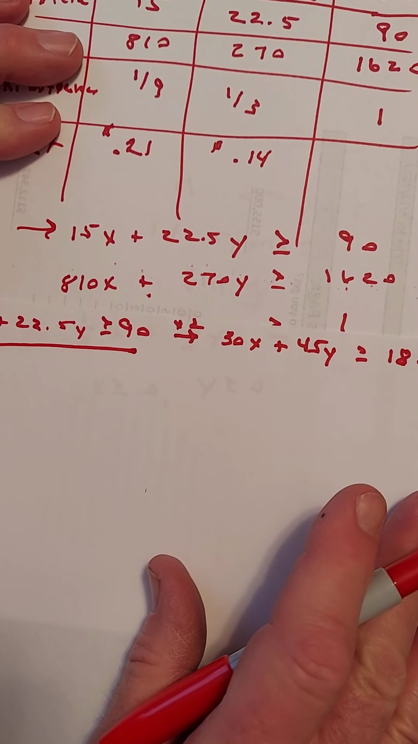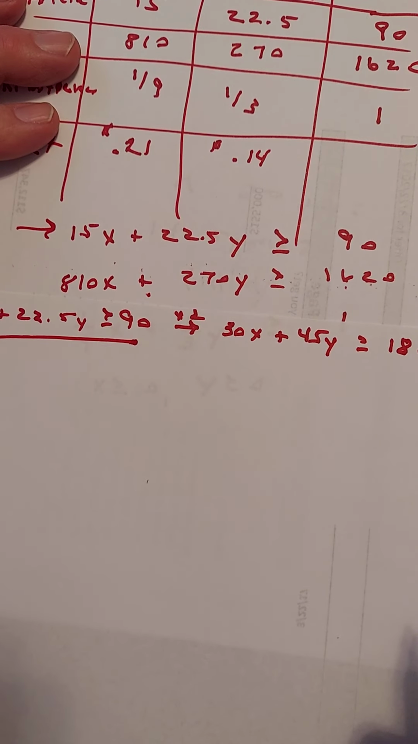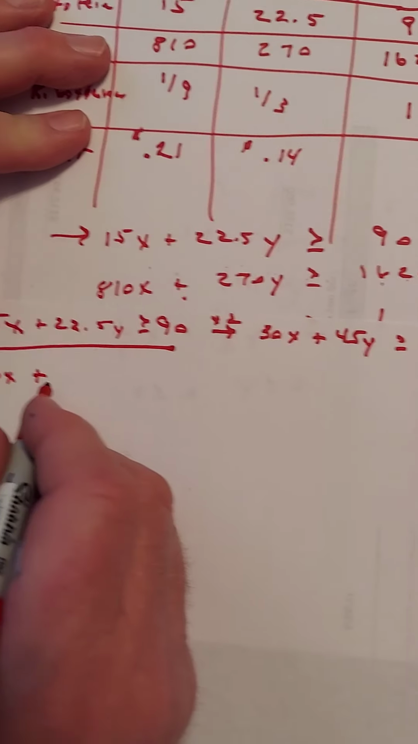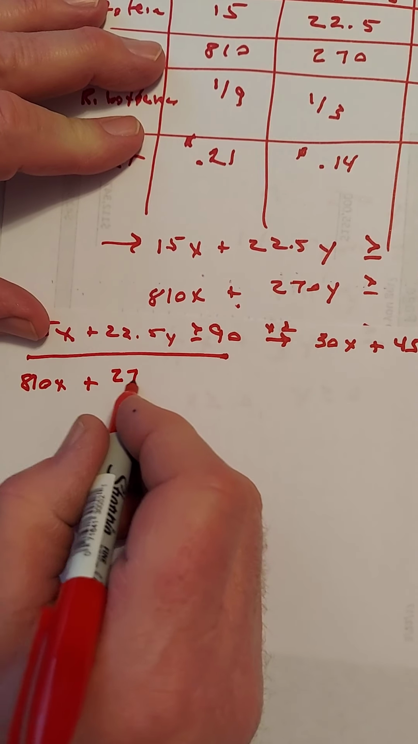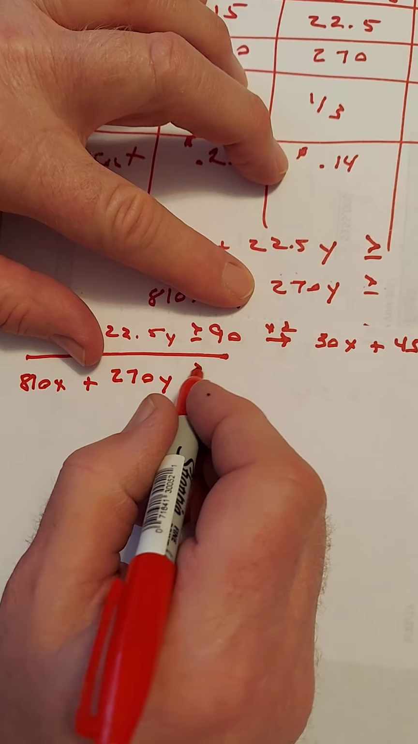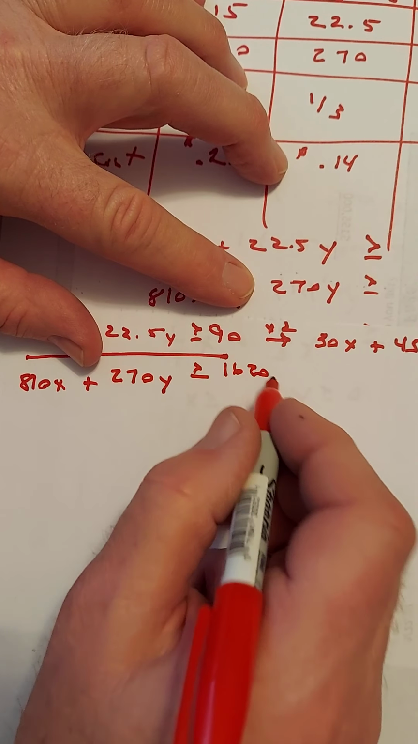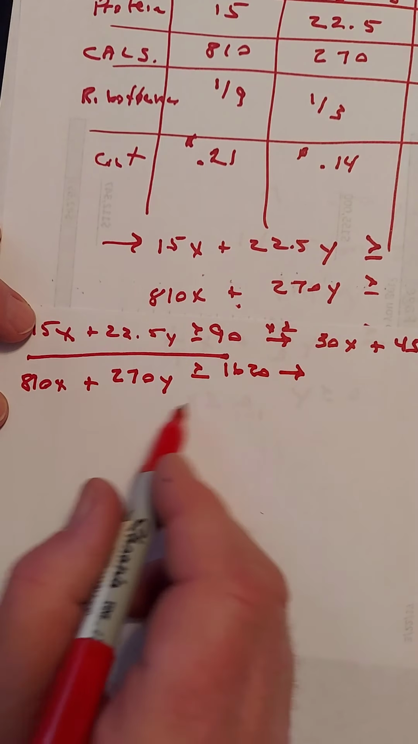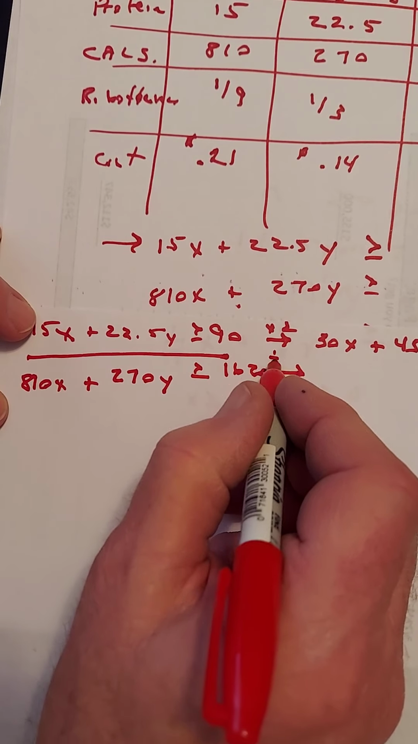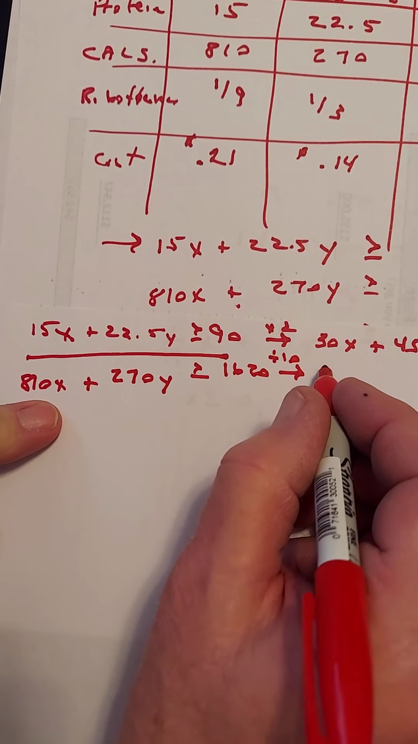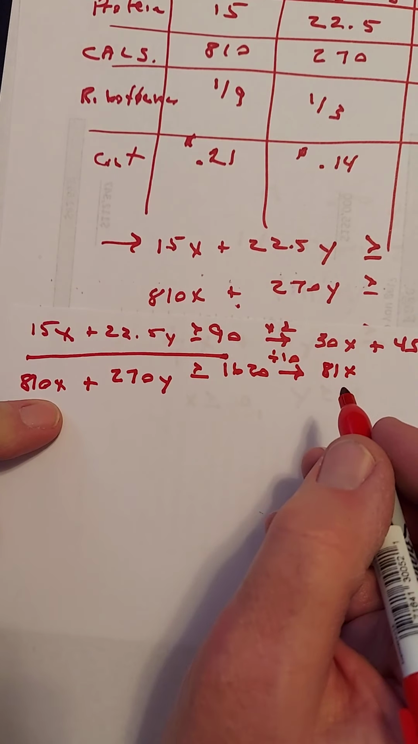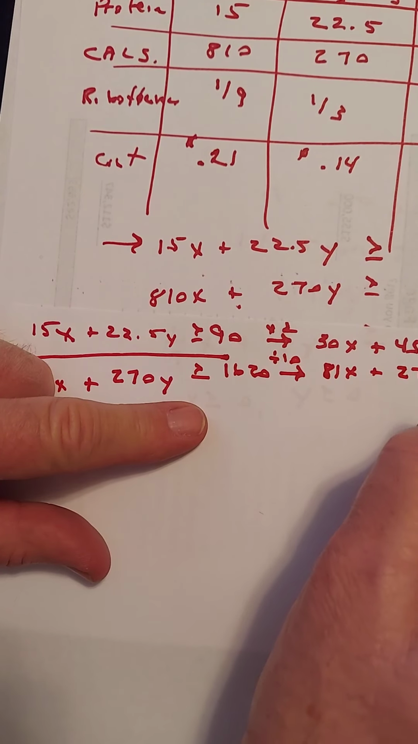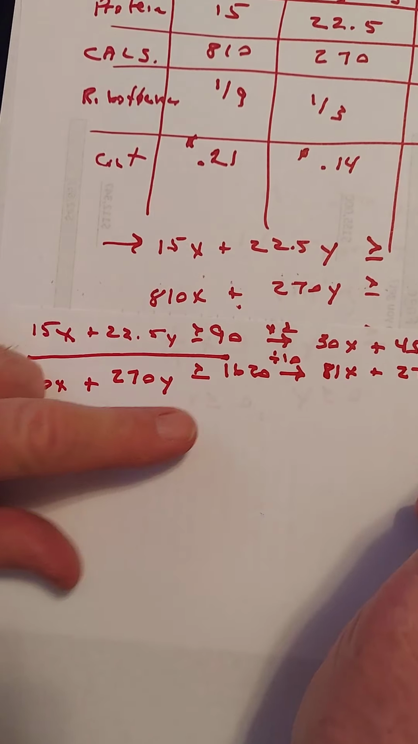Let's do the same thing with the second one, if we can. I guess the second one's okay. I got 810x plus 270y. All I'm doing is copying. Greater than or equal to 1,620. You know what we could do there? See how they all end in a 0? If I divided by 10, or multiply by 1/10, I'm going to have 81x plus 27y greater than or equal to 162. My numbers are a little bit better.